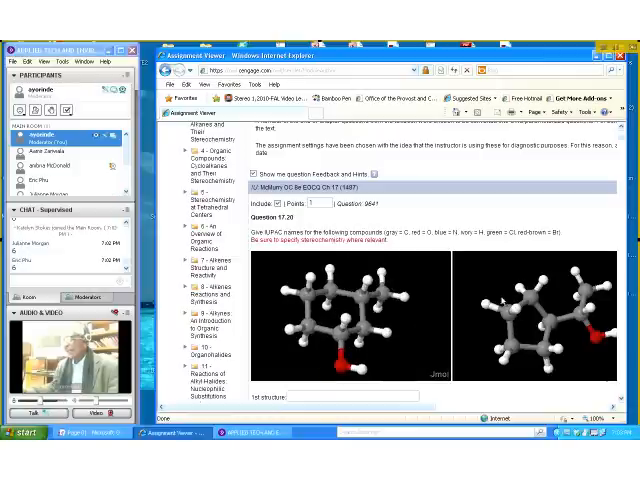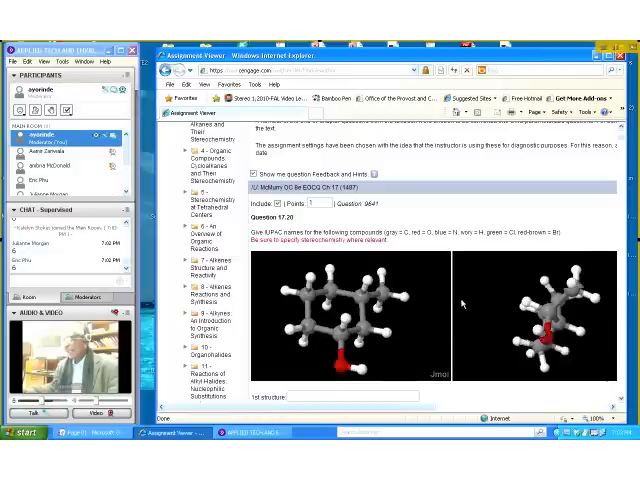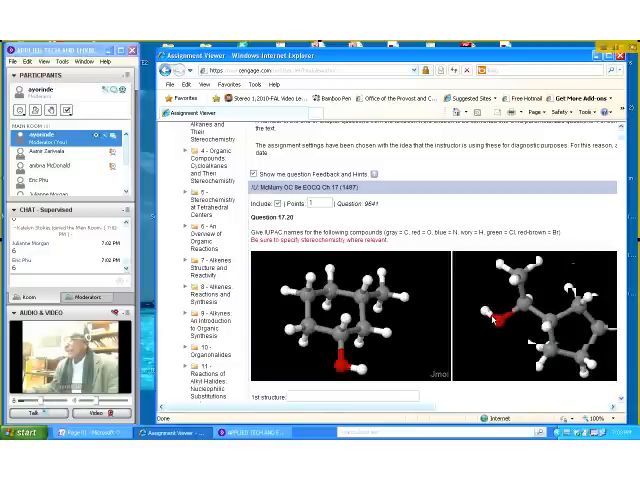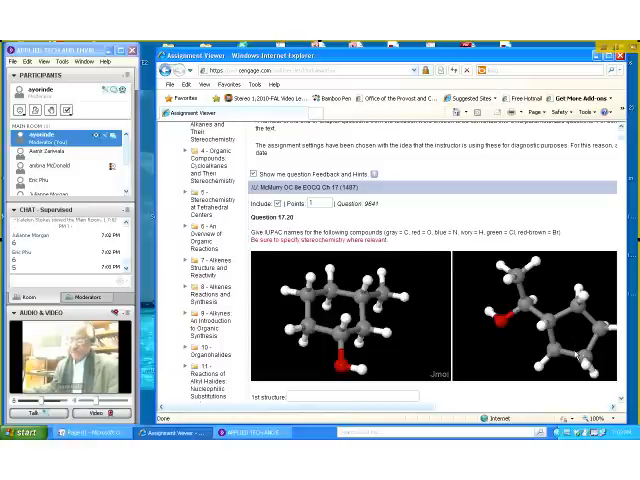On the other hand, with this molecule here, how many carbon atoms do you have in this ring system? Five, okay, everybody say five.